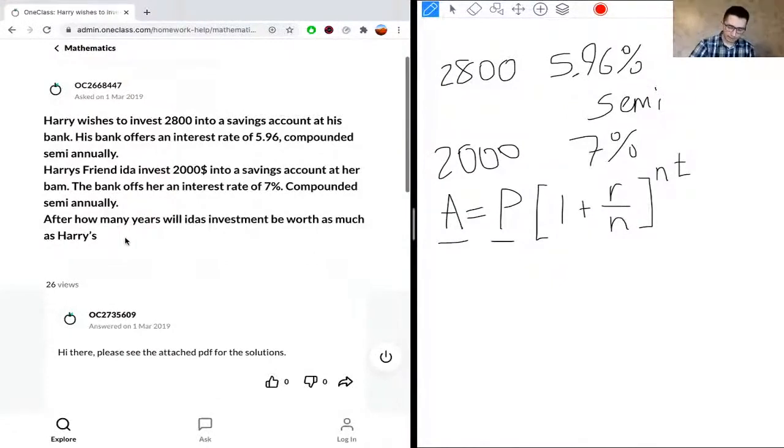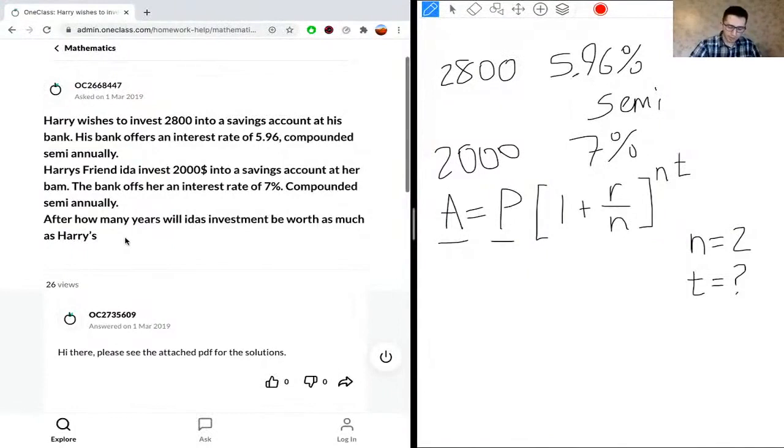And then N is the number of times the amount is compounded per time period T. T is usually represented in years. Because T is represented in years, semi-annually gives us N equals 2, because for each year, the amount is compounded twice. And T is what we're trying to solve, because that's what the question is asking: after how many years will Ida's investment be worth as much as Harry's?